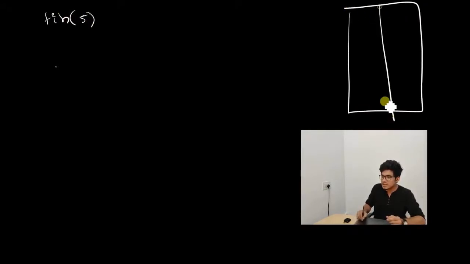So imagine I have called fib of 5. Initially, what is there in my map? This is the key, this is the value. Nothing is there.